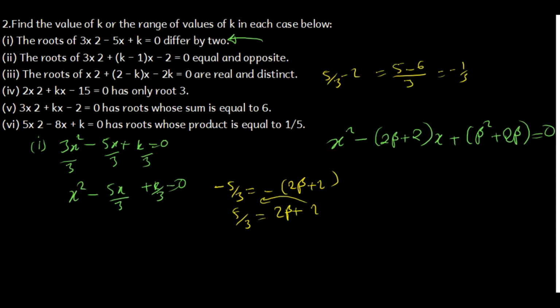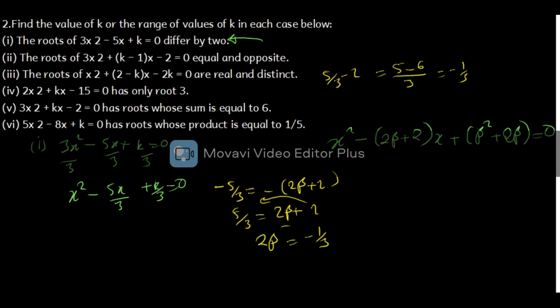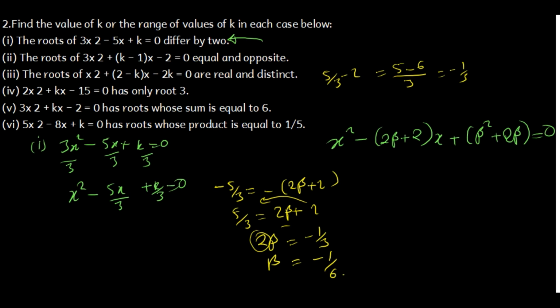So that is going to give us 2 beta. I've just started by writing this being equal to negative 1 over 3. Now for me to remain with only beta, I'm going to divide by 2. That is going to give me beta is equal to negative 1 over 6. So that is the value for beta. Now for me to find the value for k, I'm going to get this part and equate it to this part.